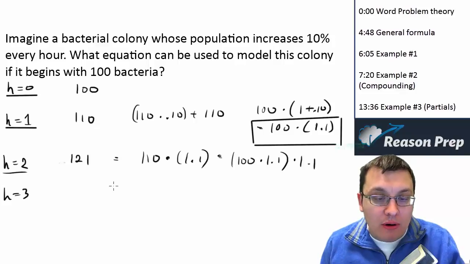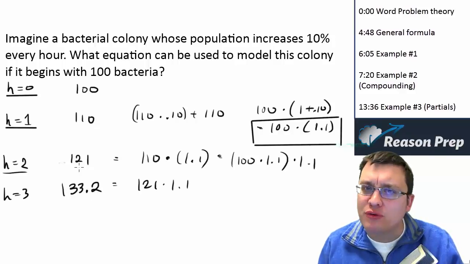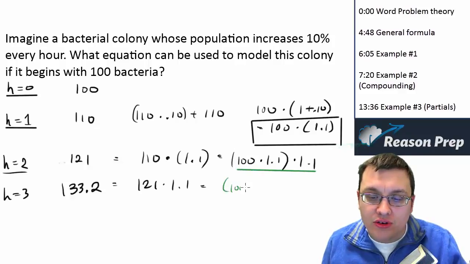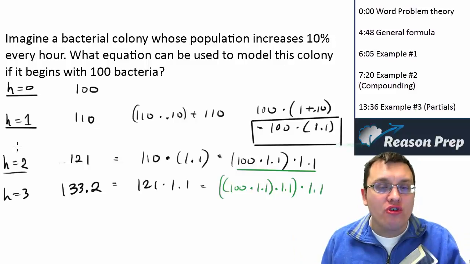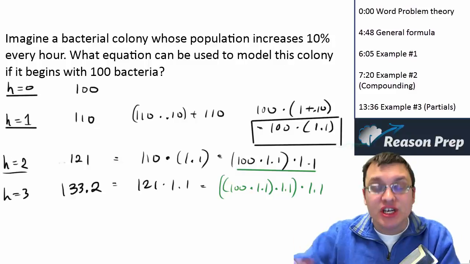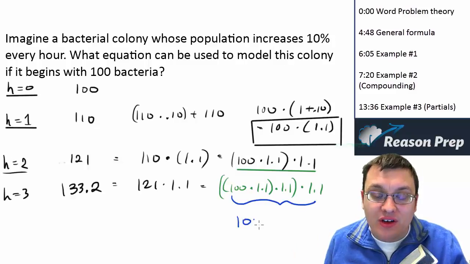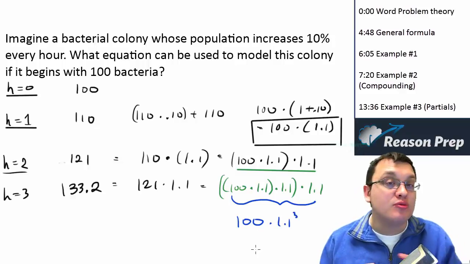How about hour 3? Hour 3 is just going to be 121 times 1.1, which would get us 133.1 after we multiply that. But notice this is just 100 times 1.1 times 1.1, which equals 121, and we're multiplying that by 1.1. So each hour we go by, we're taking our number and multiplying it by 1.1. Each iteration is a times by 1.1. So this is the same thing as 100 times 1.1 times 1.1 times 1.1, which is the same thing as 100 times 1.1 cubed.